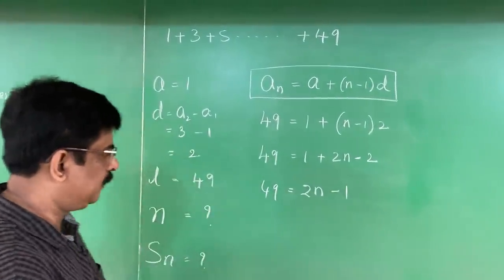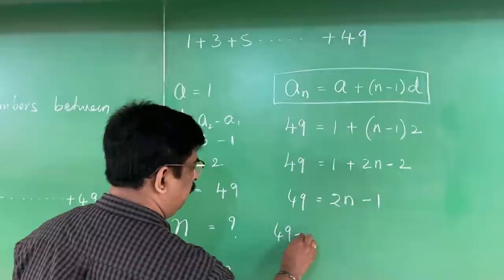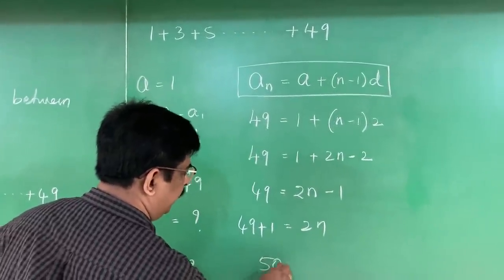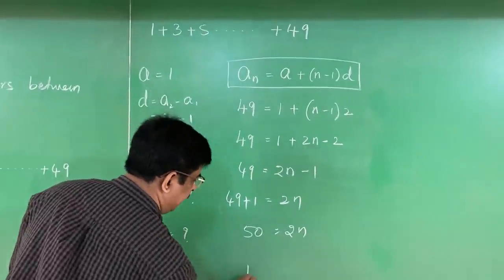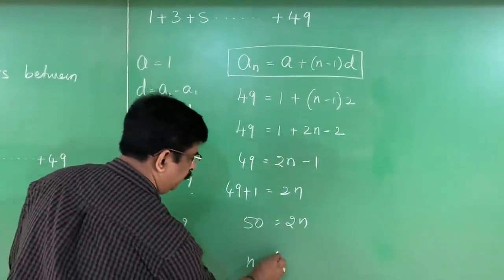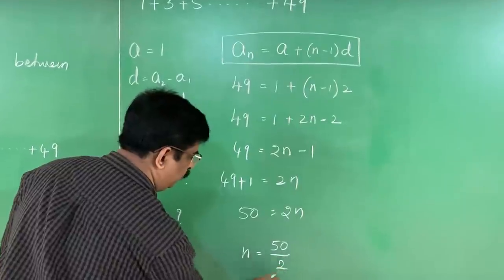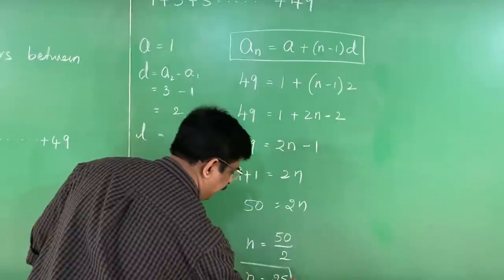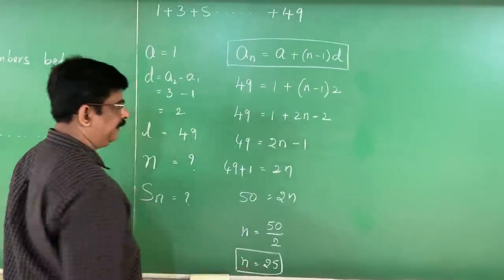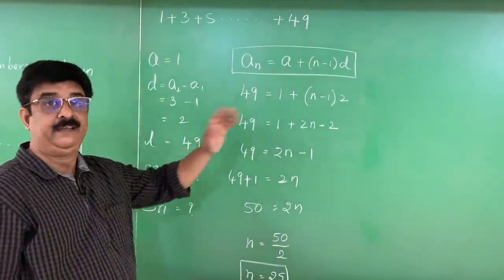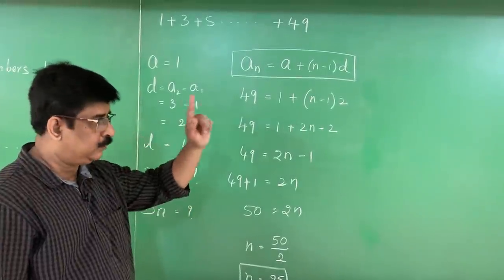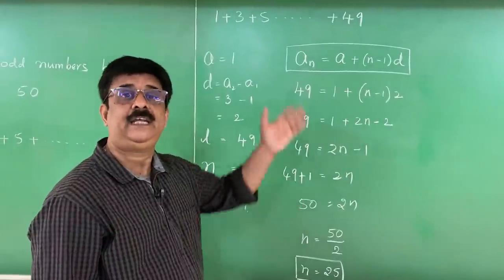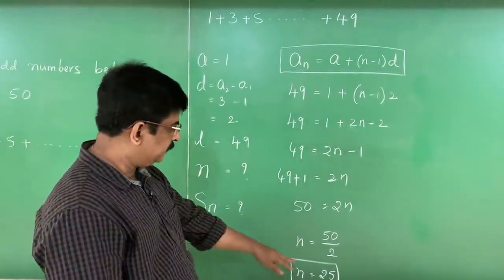Now transfer minus 1 to this side. 49 plus 1 is equal to 2N. 50 is equal to 2N. N is equal to 50 divided by 2. N is equal to 25. There are 25 odd numbers between 0 and 50. Very simple it is. From 0 to 50, there are 25 odd numbers and 25 even numbers. N is equal to 25.